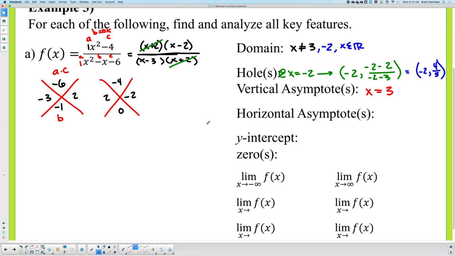Horizontal asymptotes. Okay, so I'm going to go off the rules of the exponents. Is this a situation where the exponents are the same? Is it bigger on top or is it bigger on bottom? They're the same. So since the exponents are the same, I'll go ahead and put that rule. Exponents are the same. Divide your coefficients. It's going to be y equals 1 divided by 1. What's 1 divided by 1? 1. We're going to have a horizontal asymptote at 1.